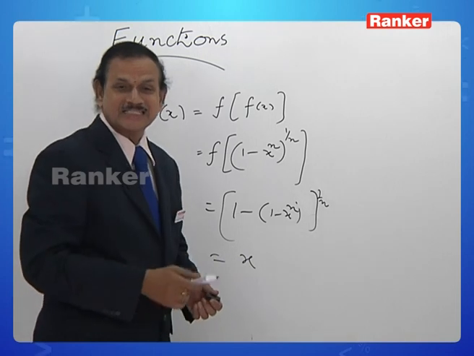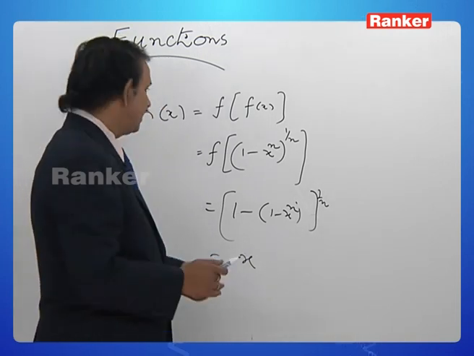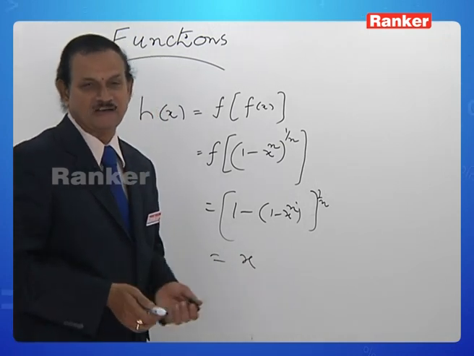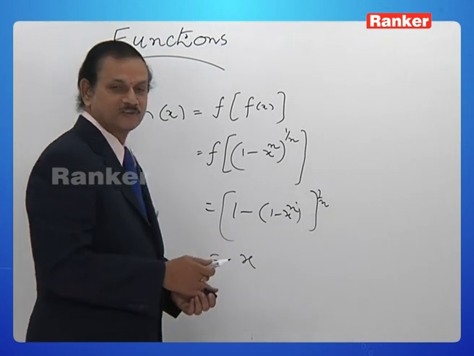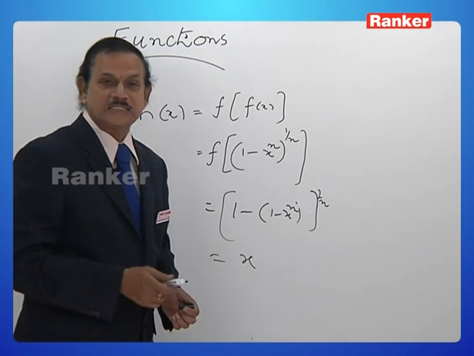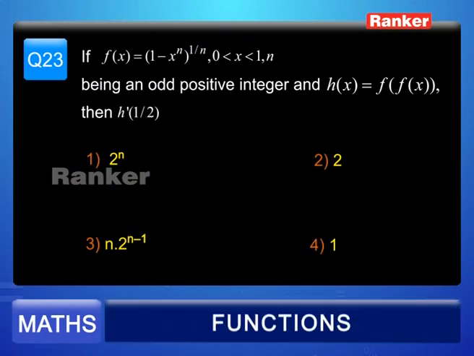If h dash of x is required, it is 1. If h of x is required, h of x is x, h of half is half. H dash of half is required, so it is 1. As h of x is x, therefore h dash of x is 1. H dash of half is also 1. Hence the fourth option is the right option. What is the right option? Fourth option is the right option.